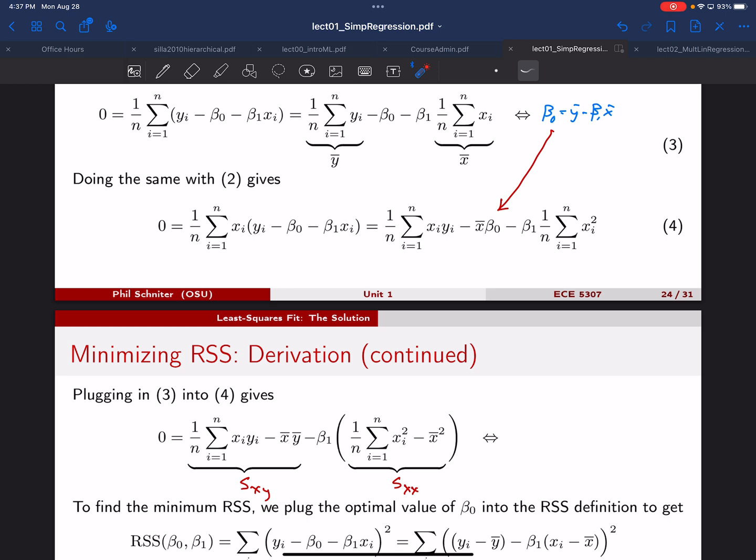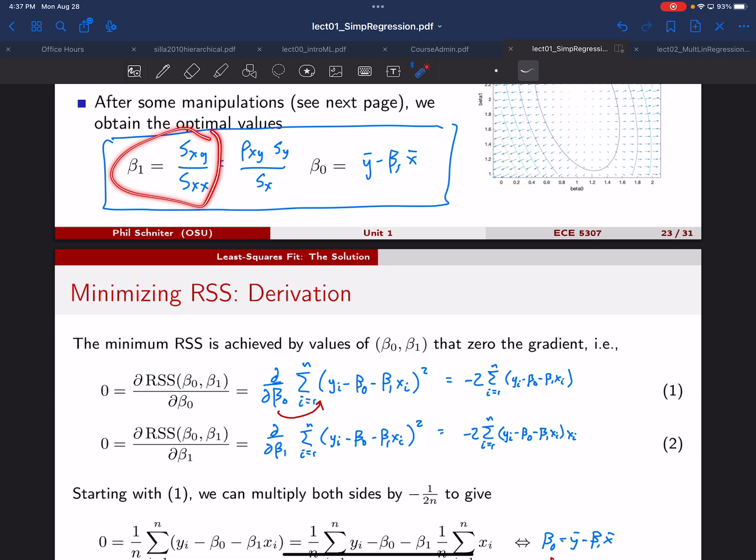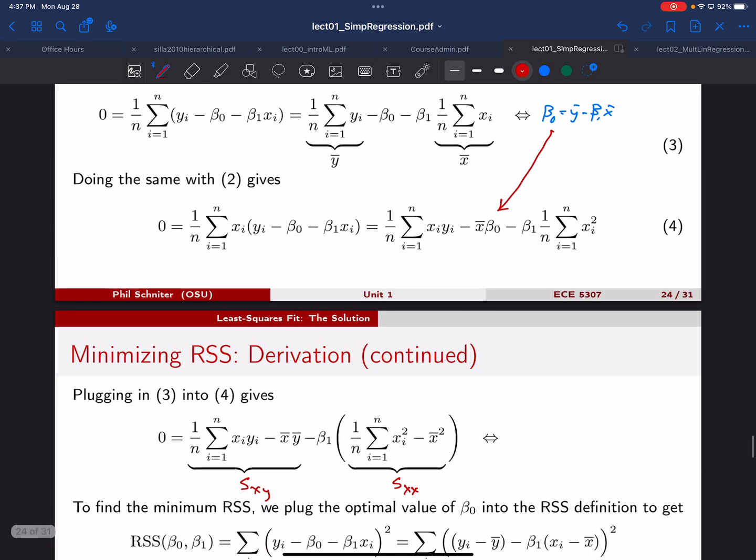Okay, and then we're essentially almost done. We just bring this term to the other side, and then we divide both sides of the equation by SXX, and we get this expression we had here. So that's going to be beta 1 is SXY divided by SXX. Okay, so everybody good with that so far?